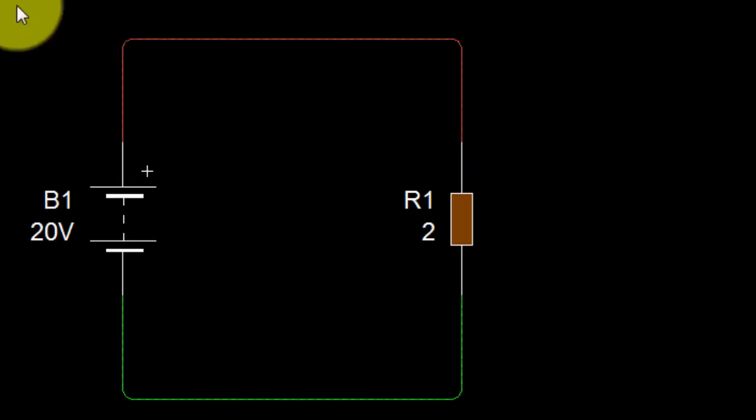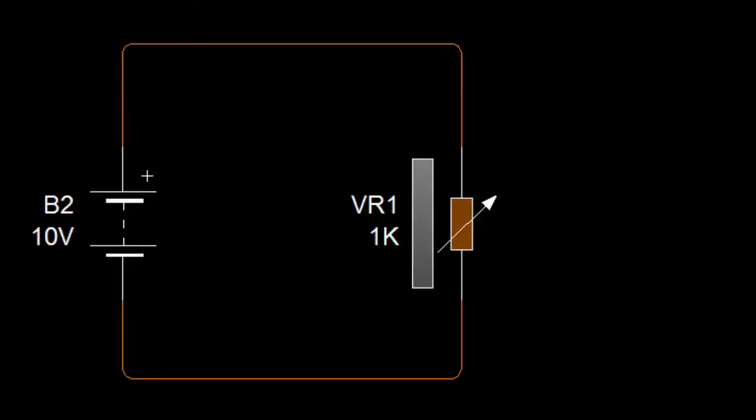In this case, Ohm's law applies. The current is the result of the voltage divided by the resistor. Current in amperes, resistors in ohms, and voltages in volts.